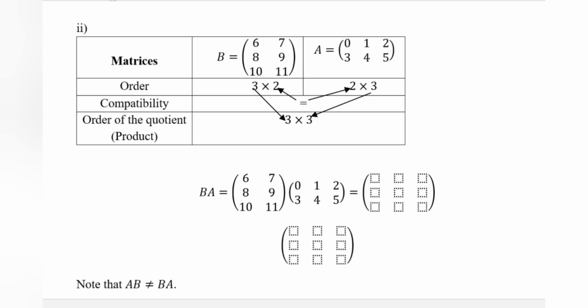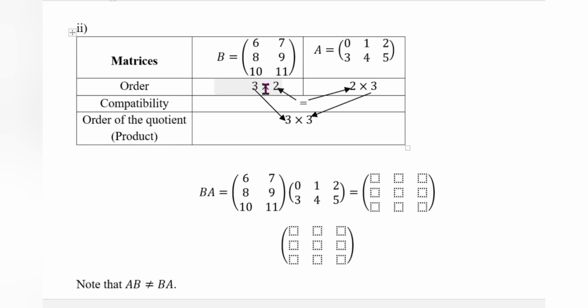Now, the second question wanted us to find BA. So we write matrix B first, and then we write A. The order for this matrix B is 3 by 2 because it has 3 rows, 1, 2, 3, and 2 columns. And then this one is of order 2 by 3 because it has 2 rows and 3 columns. Now, looking at the number of columns for the first matrix and the number of rows for the second matrix, the numbers are the same, they are equal, and therefore we can multiply the matrices.